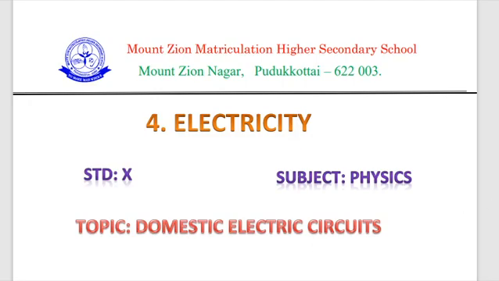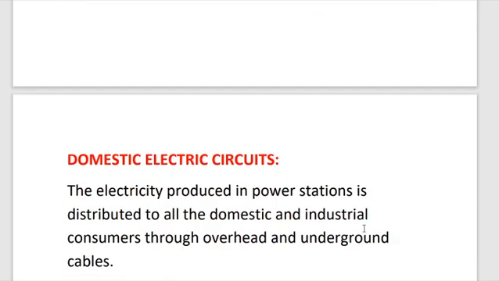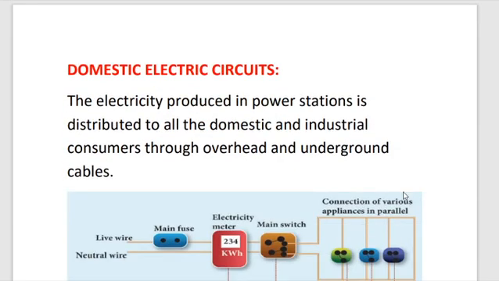Good morning, students. Today we have to see Unit 4 Electricity. Topic: Domestic Electric Circuits on page number 51. Learning objectives of today's class are to understand domestic electric circuits and know about modern appliances such as LED bulb and LED television. So first we will see about domestic electric circuits.